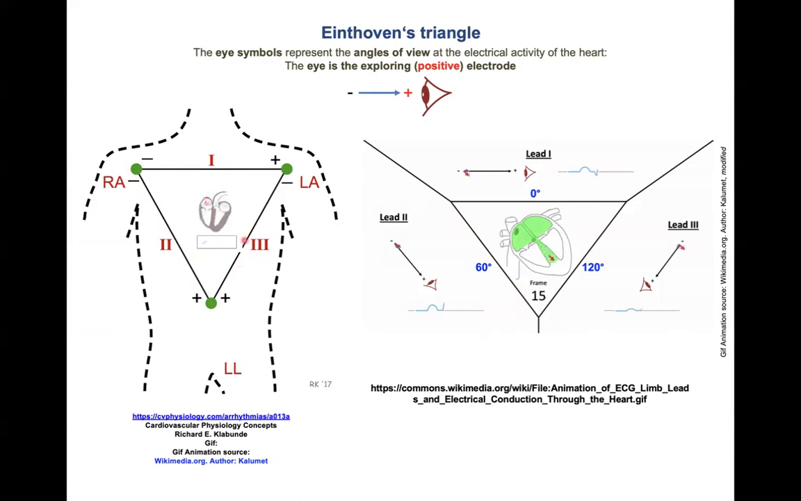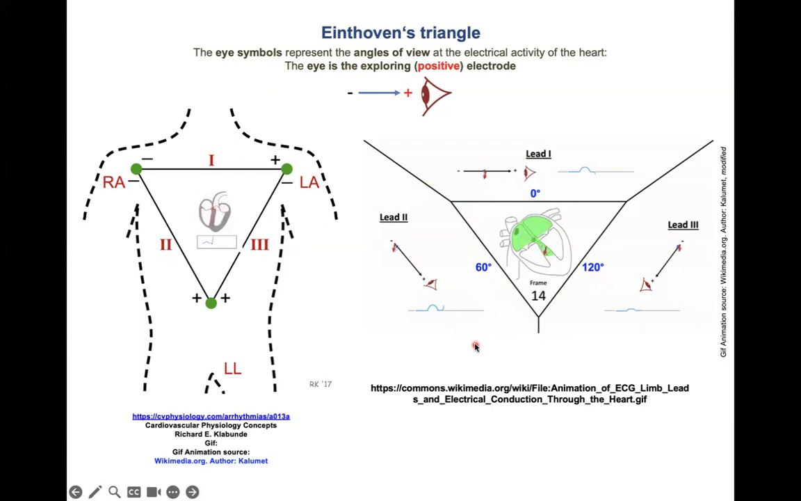Simplified, we can say, in the middle of Einthoven's triangle, we've got the heart. The electrical activity of the heart is placed right in the center of this triangle. So we can look at the electrical activity of the heart in leads 1, 2, and 3 from different angles. In lead 1, we're looking from this angle. In lead 2, we're looking from this angle. In lead 3, we're looking from this angle. Remember, these 3 leads are 60 degrees apart.